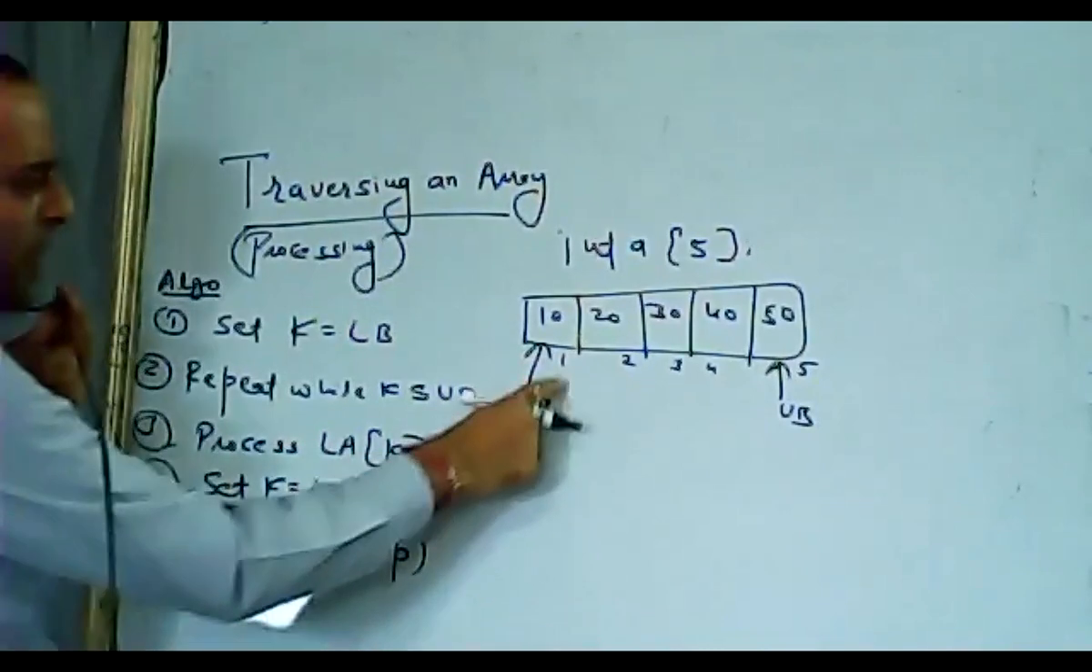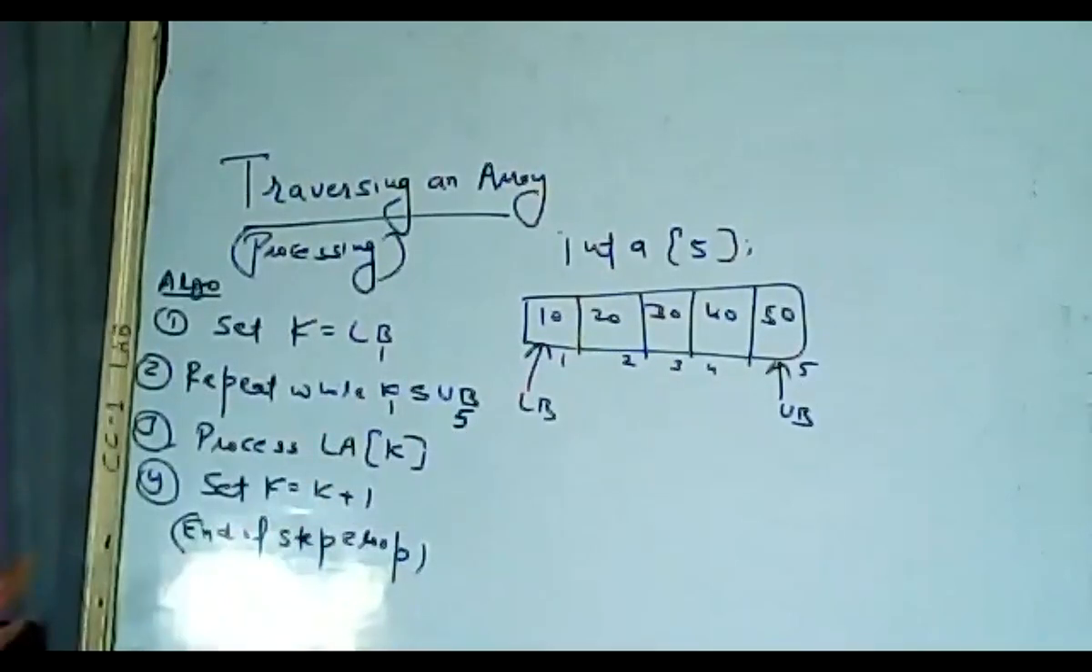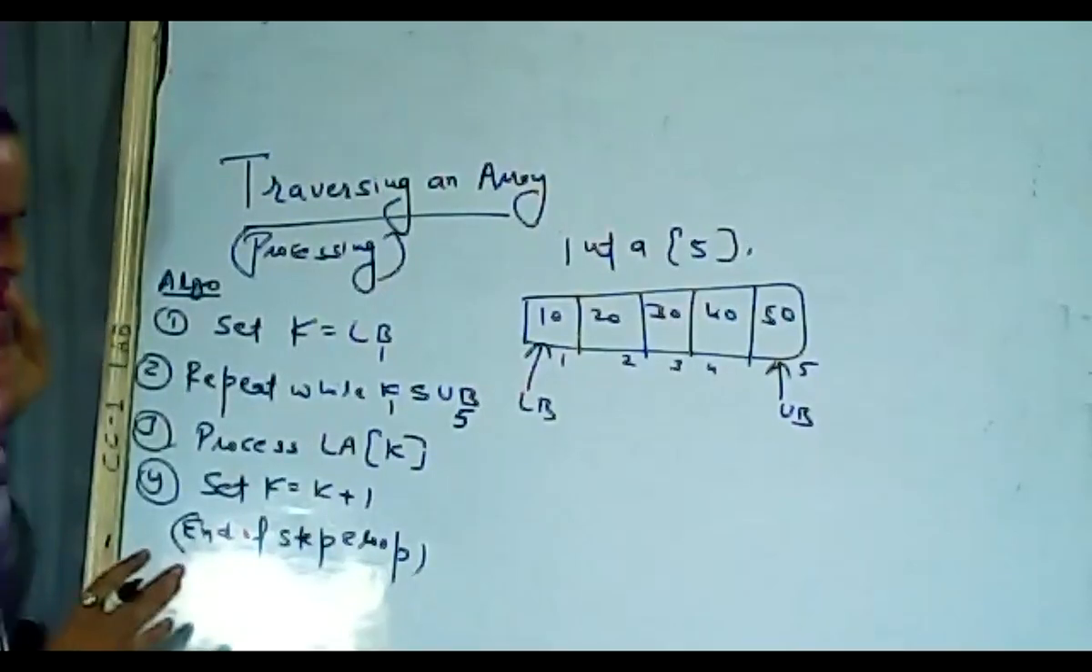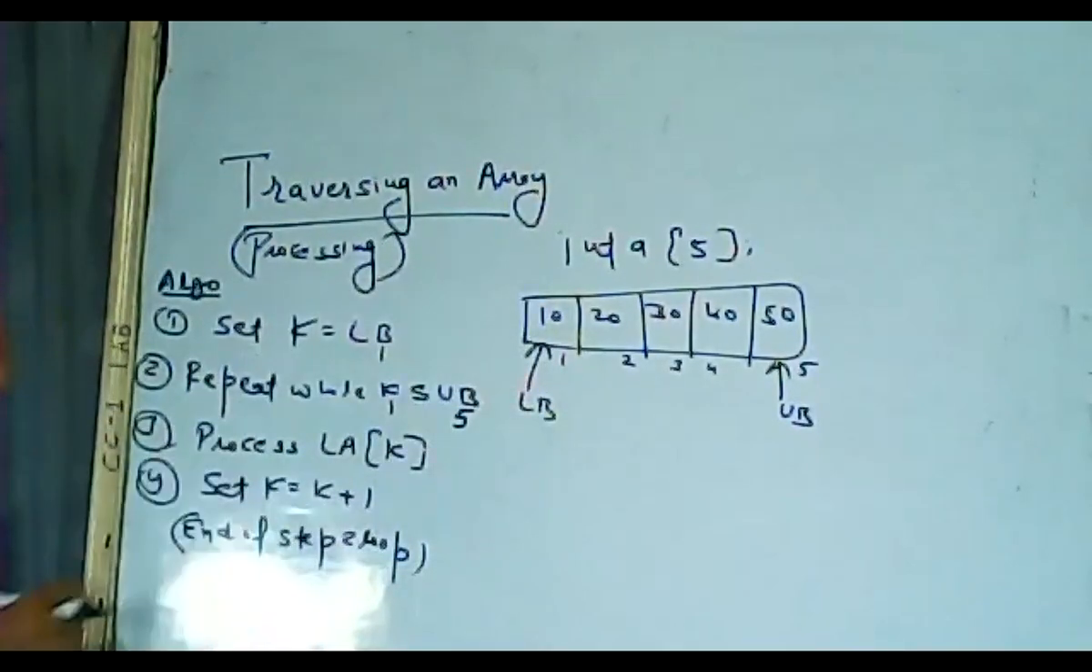Now what is the value of lower bound? 1. What is the value of upper bound? 5. So K is 1, the lower bound. Is 1 less than 5? Yes, the condition is true. So I will process LA of 1. LA of 1 means 10, the first element.